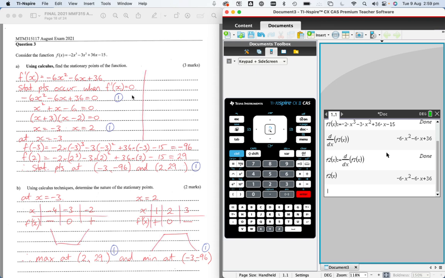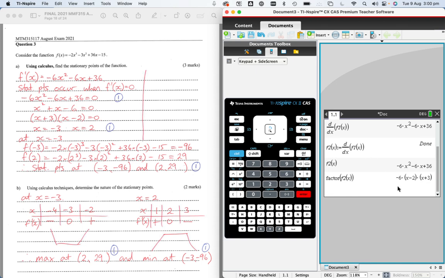So what you do is you write down minus 6x squared minus 6x plus 36 equals 0. You can do things like factor. We're factorizing the gradient function, f2 of x, and that'll give it to you there. Minus 6 times x minus 2 times x plus 3, which you can then solve for x. You can also go solve the gradient function equals 0 with respect to x, and that'll give you x equals minus 3, x equals 2. So that makes short work of this stuff.